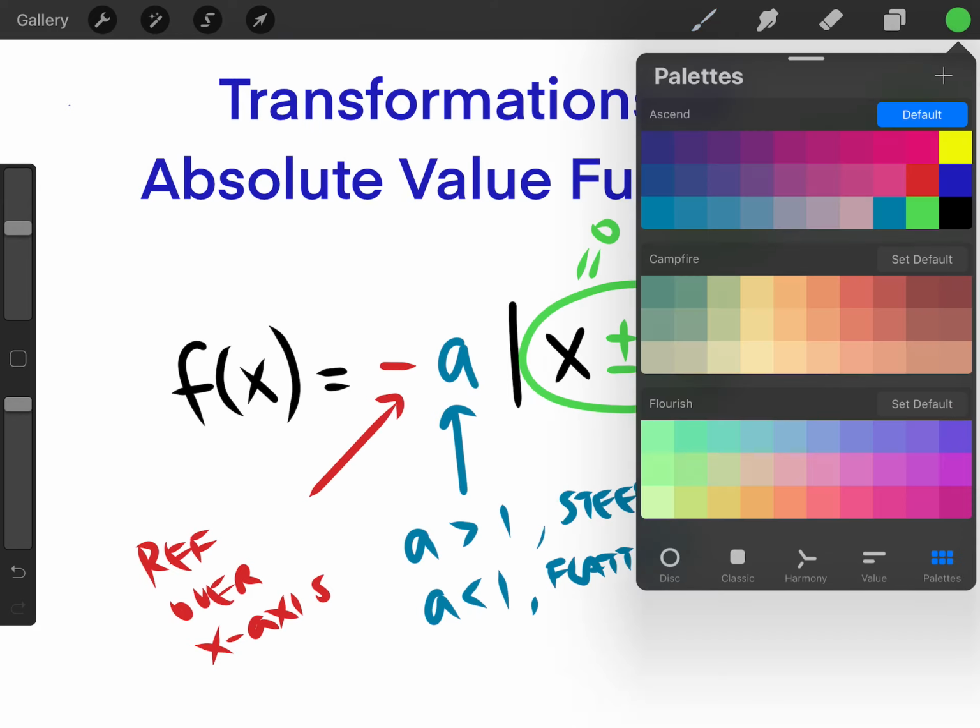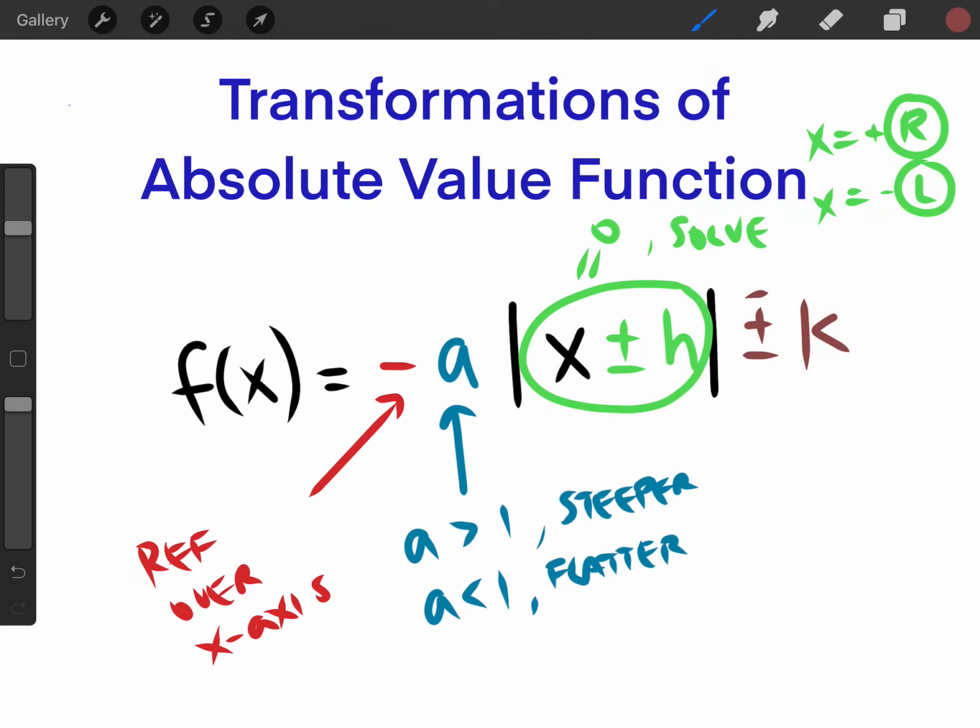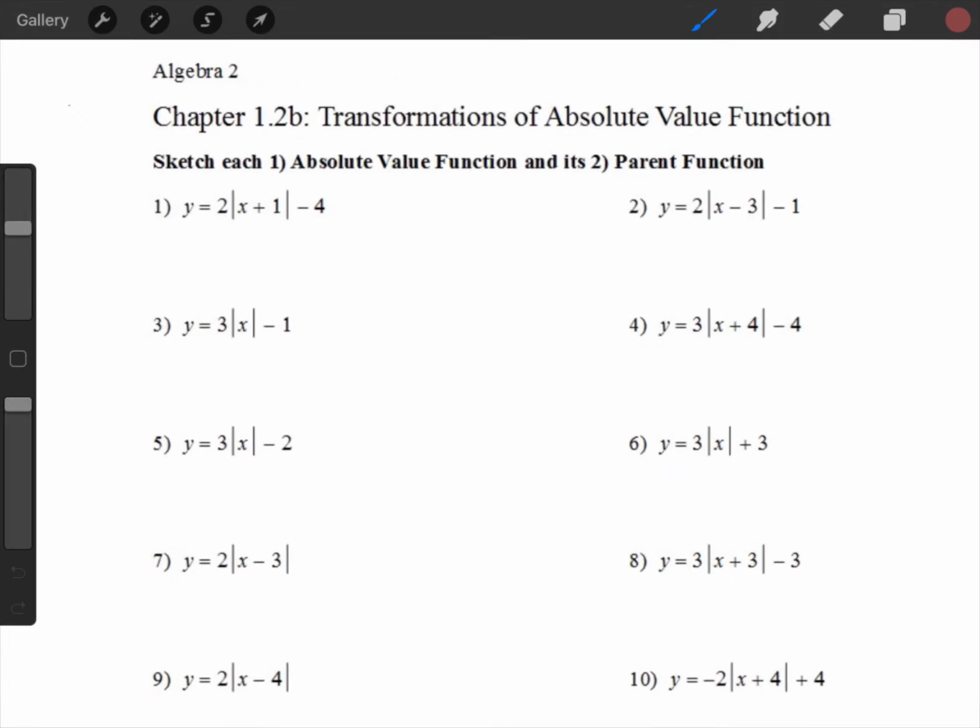Okay, now let's look at the last one. Positive, simply just go up. Negative, simply just go down. Okay, show you guys some examples here. So showing you guys how your homework is going to look like. Let's get started.